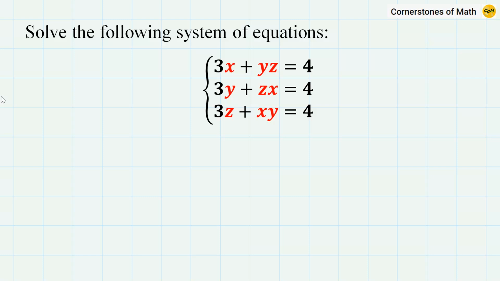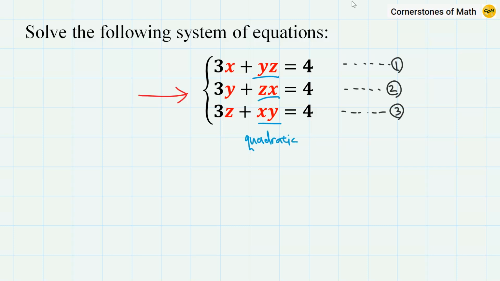Today we are going to solve this system of equations: 3x plus y equals 4, 3y plus zx equals 4, and 3z plus xy equals 4. Now obviously this is not one of the easiest types of system of equations because here we have these quadratic terms, but looking closely we can obtain a hint as to how we should approach this system.